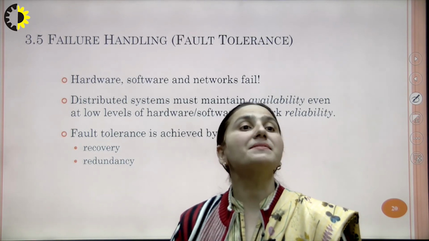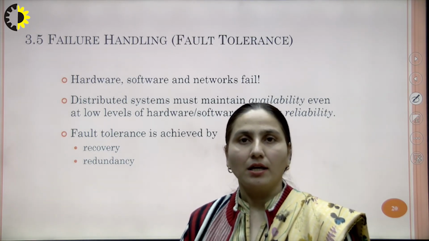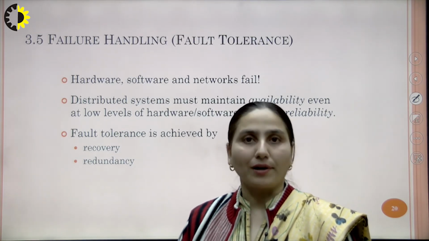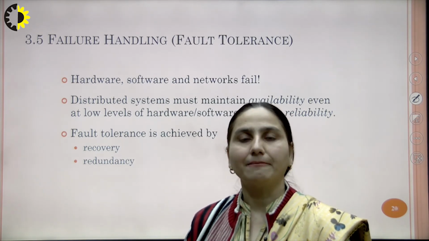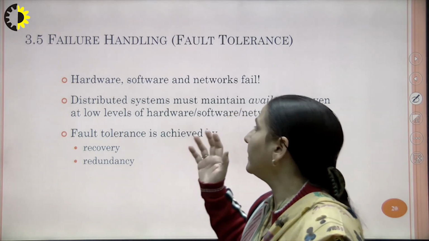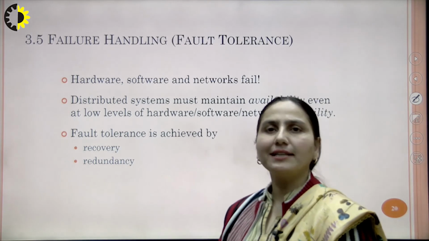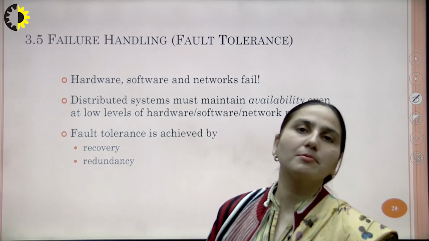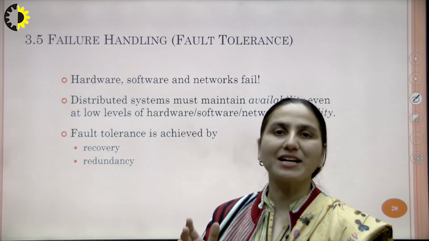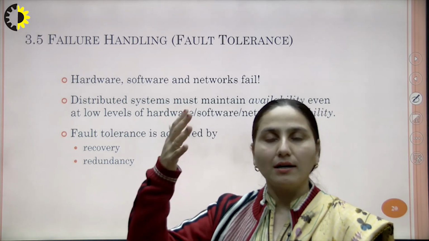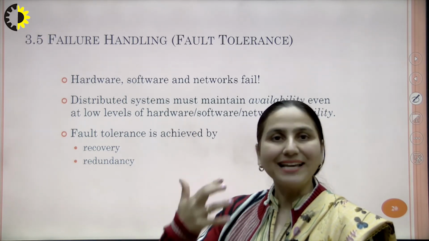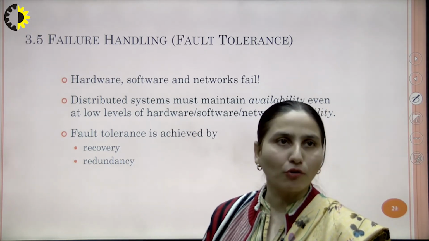Now, next comes failure handling. Fault tolerance. What is failure handling? See, if a failure occurs in a particular node, we cannot say that the whole distributed system is going to crash. What is actually the ability, how nicely will you be able to handle that particular fault if it occurs?